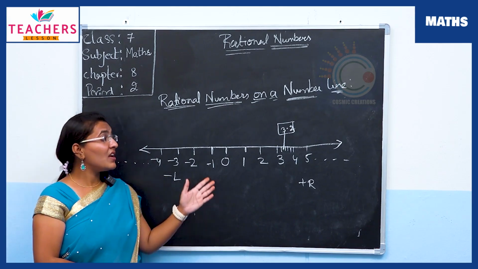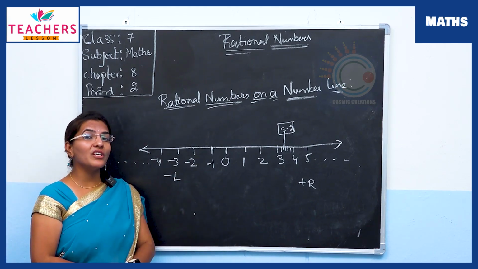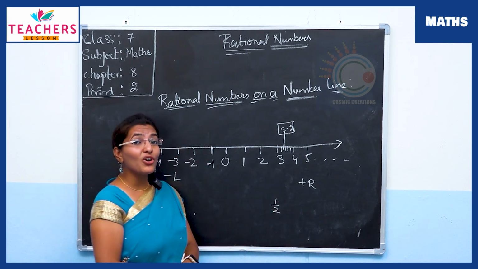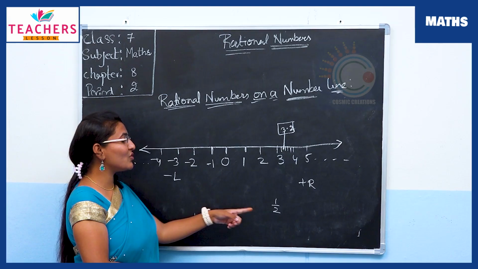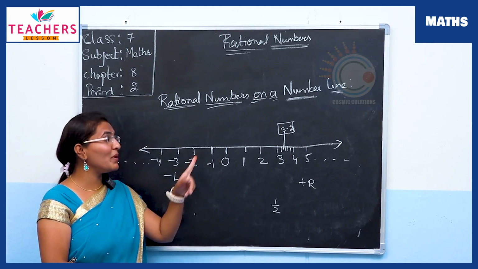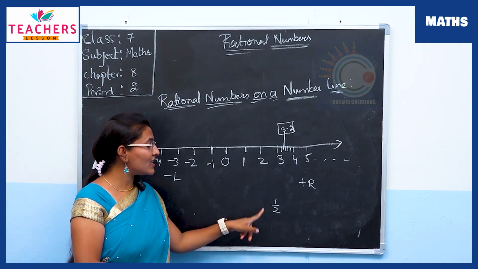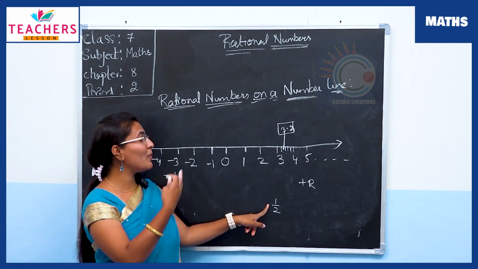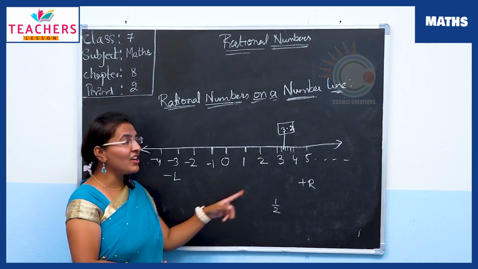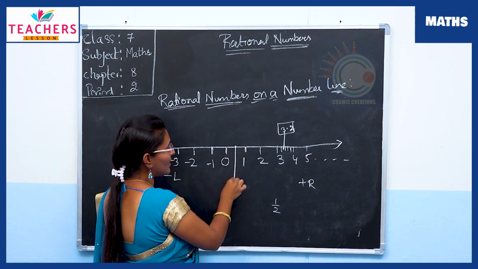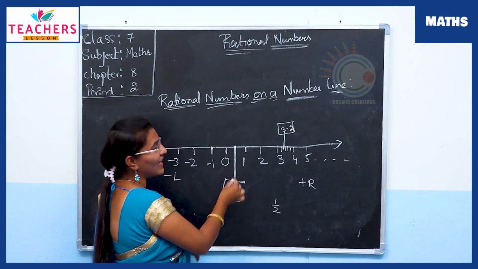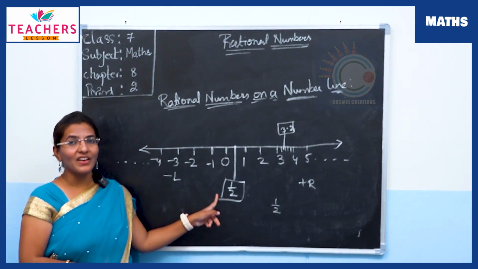Now in fractions, how do you denote? I am going to give you a number 1 by 2. Where are you going to denote it, students? 1 by 2 is half. Where is half? Half will be between 0 and 1 and it is positive. So where will it be? It will be on the right side of the number line. So, between 0 and 1, you are going to have the number 1 by 2. This is what your indication will be on a number line, right?